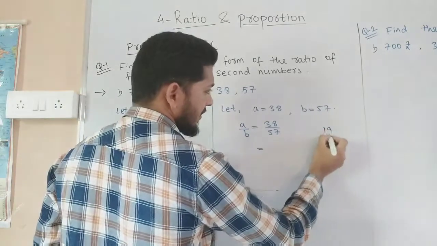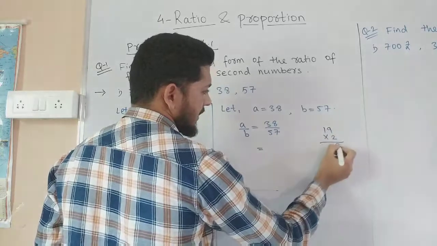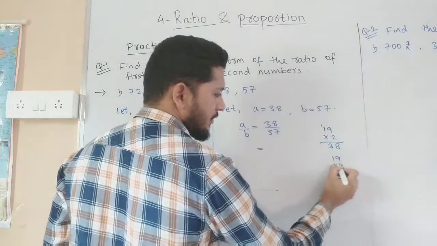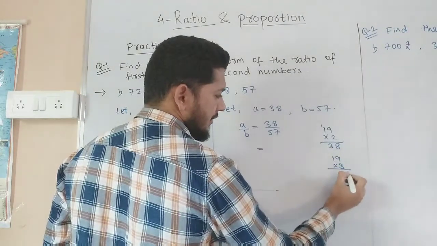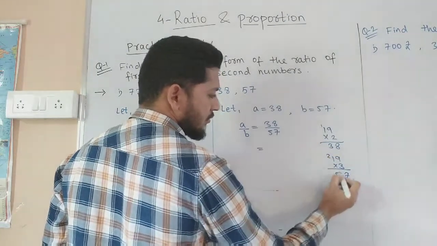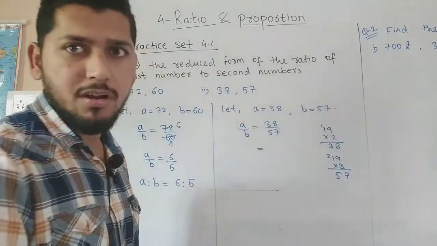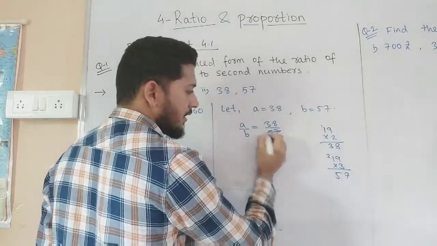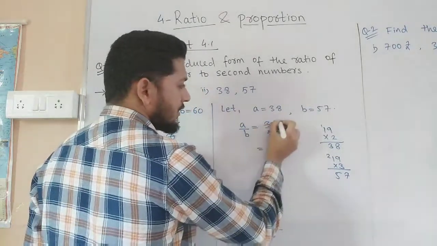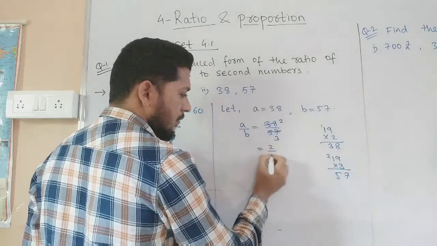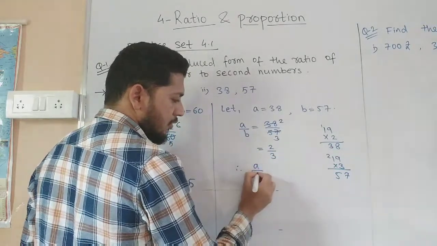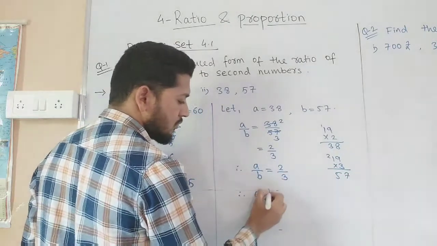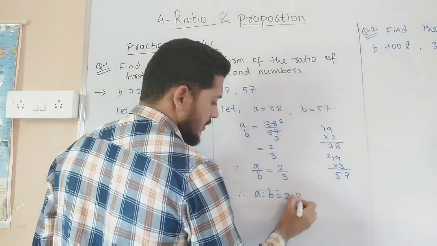Look, we can see 19 into 2: 2 nines are 18, carry 1, 2 ones are 2 plus 1 is 3, so 38. And 19 times 3: what you will get is 57. 9 threes are 27, 7 carry 2, 3 ones are 3 plus 2 is 5. So these two numbers will come in the 19th table. So we'll divide with 19. 19 threes are 57 and 19 twos are 38. So what will you get? 2 upon 3. Therefore A upon B is 2 upon 3, and the reducible form will be A is to B is equal to 2 is to 3.